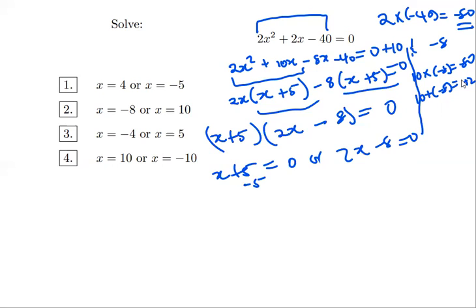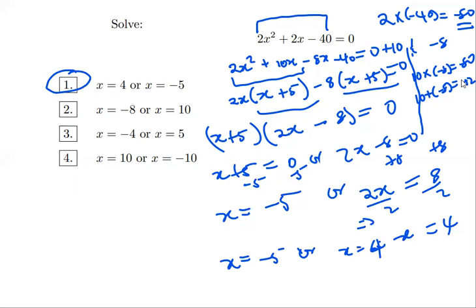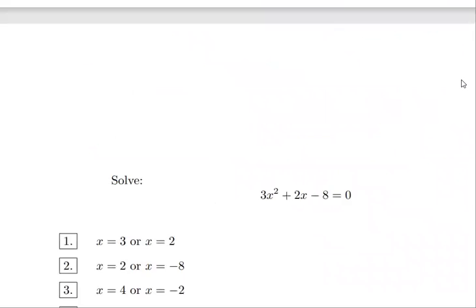If we subtract 5 on both sides here, we have that x equals -5, or if we add an 8 on both sides here, we have that 2x is equal to 8, which then if we divide by 2 on both sides, we get that x is equal to 4. So x equals -5 or x equals 4. So this is our correct answer. Okay, let's move on to try another problem.